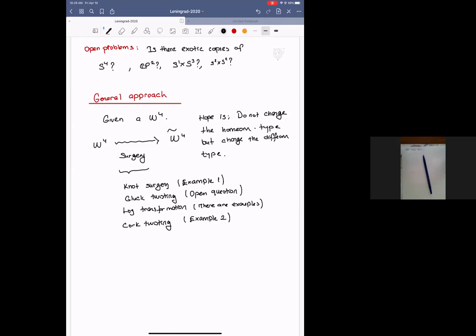The open question here: in the non-orientable case, I think due to Akbulut, and I'm not sure about the other one, there are examples that use Glücktwisting to produce exotic manifolds. But in the oriented case, so far there is no known example, and we also don't know if it gives them.